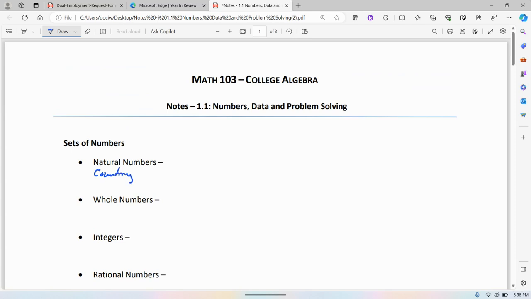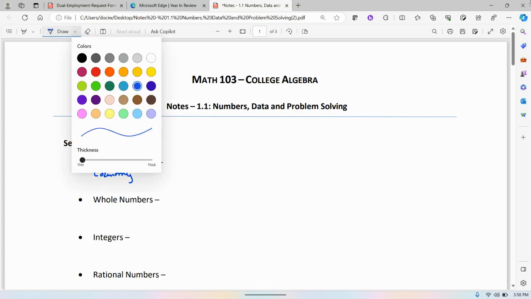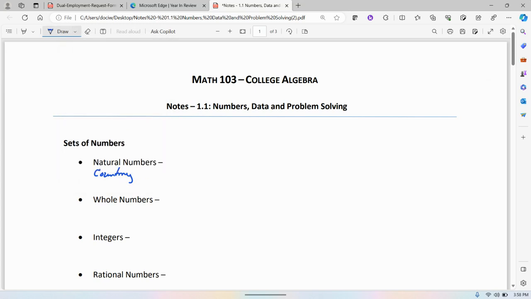Okay, I hope you can read my handwriting. The set of counting numbers, this is the basic use of numbers. The numbers are basically used for counting. That is their first purpose. And so the set of natural numbers would be the set of numbers 1, 2, 3, 4, and so on. The numbers we're used to.